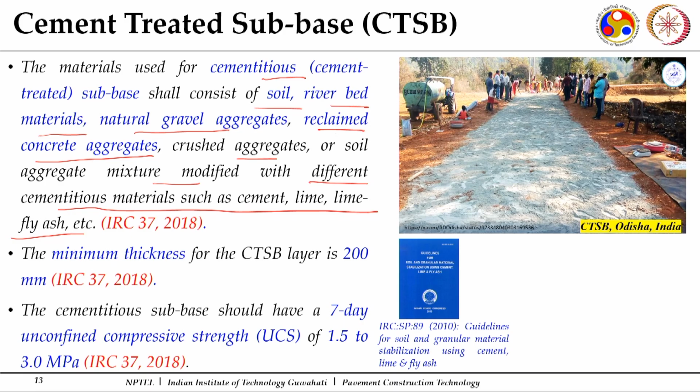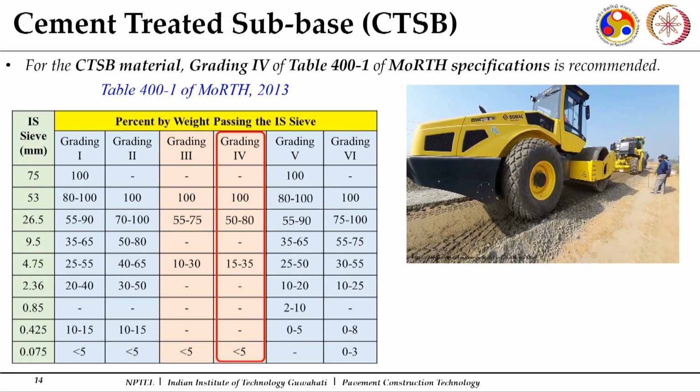One important requirement, if you are doing cement treated subbase course construction, is that the minimum thickness should be at least 200 mm. And since it is a cement treated one, there is a requirement in terms of strength also. The strength should be at least 1.5 to 3 megapascal. This is another requirement: the unconfined compressive strength of the cement treated subbase courses should be in this particular range. As for the gradation, out of the 6 gradations mentioned in the MORTH, for cement treated subbase courses you use gradation 4.